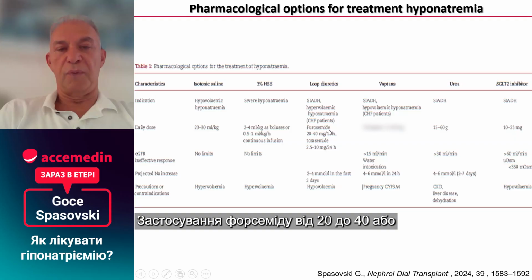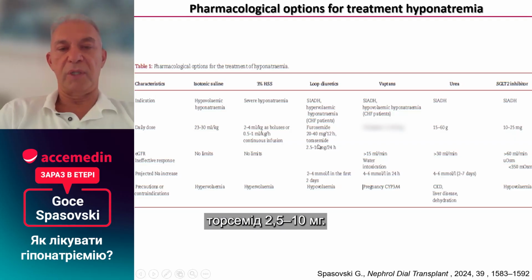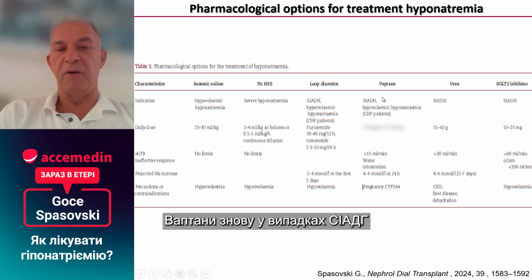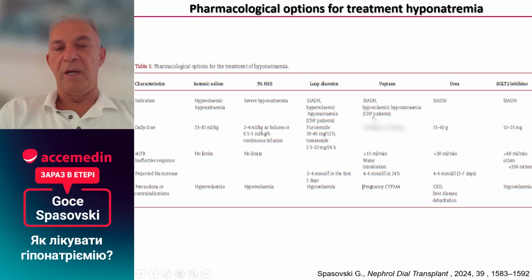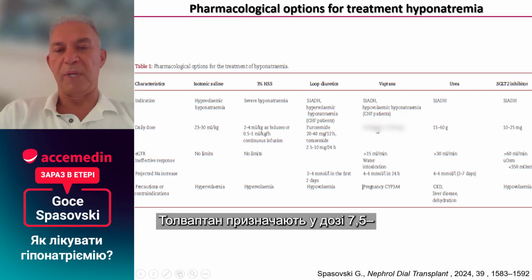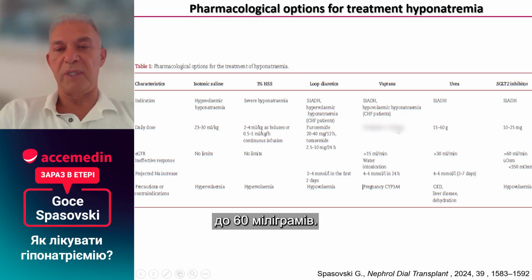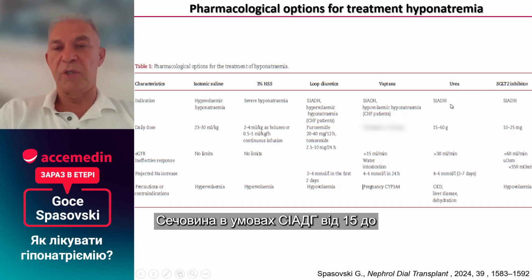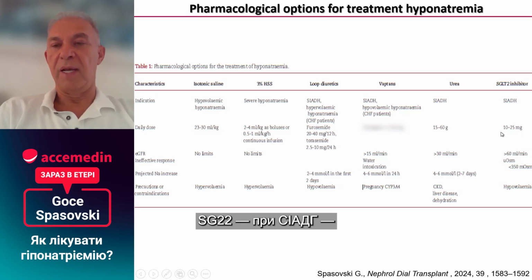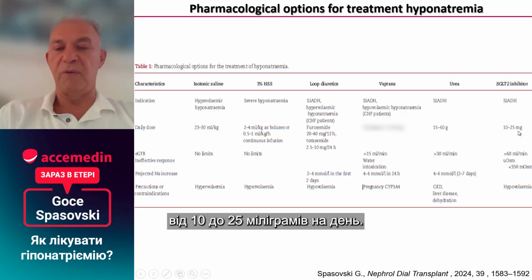the use of furosemide 20 to 40 or torsemide 2.5 to 10; vaptans in cases again of SIAD or hypervolemic hyponatremia, especially in cases of congestive heart failure, with tolvaptan use 7.5 up to 60 milligrams; urea in SIAD conditions 15 to 60 grams per day; and SGLT2 inhibitors in SIAD condition again with 10 to 25 milligrams per day.